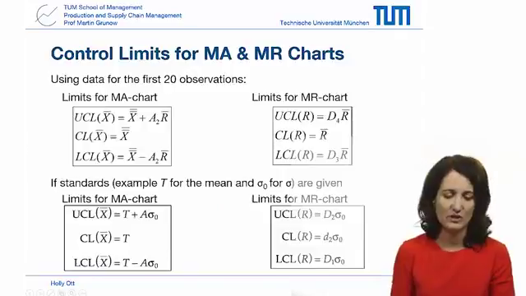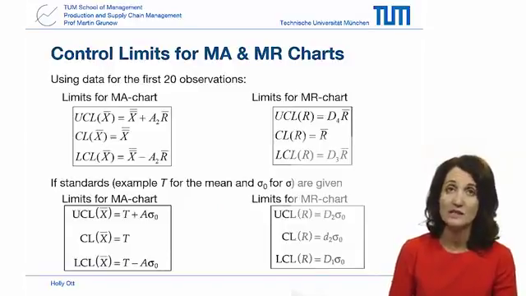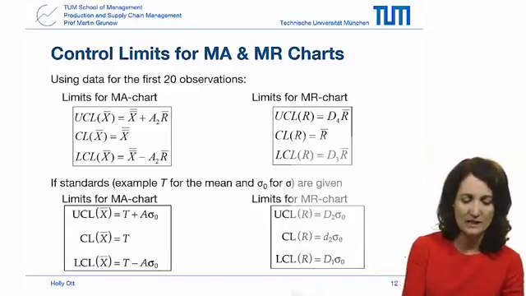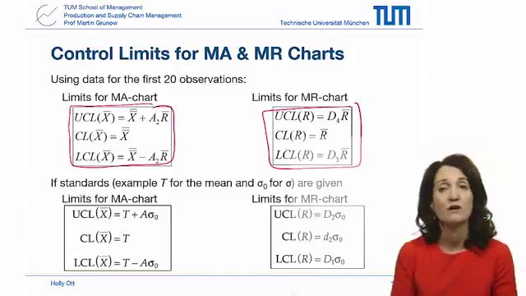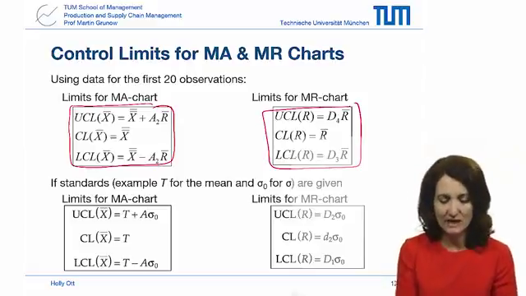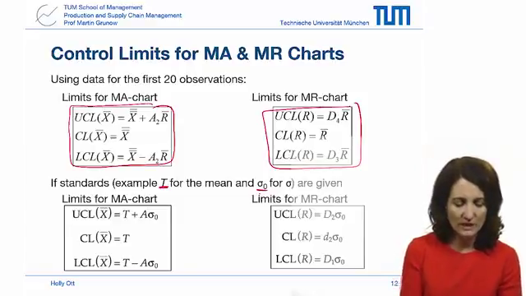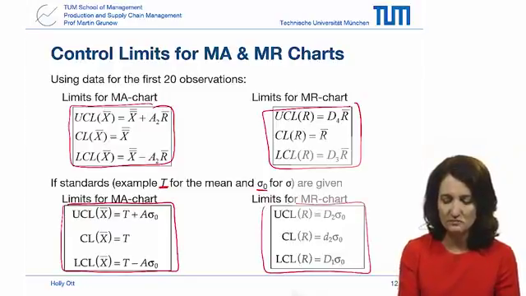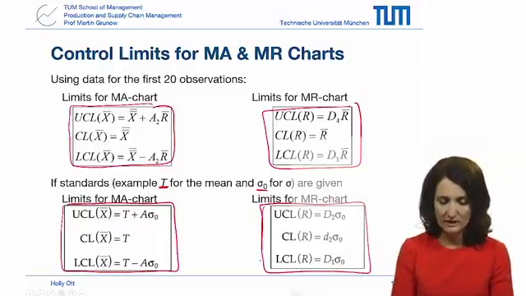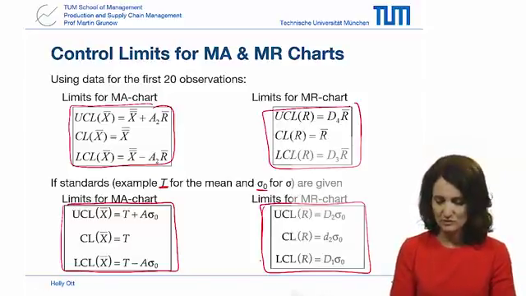So here we show the control limits again for the moving average and moving range charts. If you have the first 20 observations from a stable process, you can see that these are exactly the same values as we had for our X bar and R charts. If we have standards, this T and sigma naught, we know where we're supposed to be running, we can then use slightly different control chart equations. Again, we're not worried so much about you calculating these, but to be aware of them.